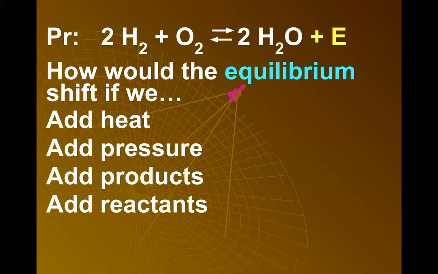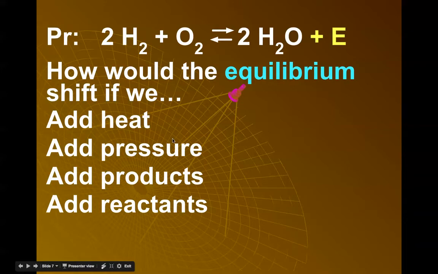Okay, so now that you've gone over those, let's go over the answers. If we add heat, the system would shift left towards the reactants. Since heat's a form of energy, we've got more energy on the right. By breaking water up into hydrogen and oxygen, it would bring that temperature back down. It would absorb some of that heat, and so the system would shift left.